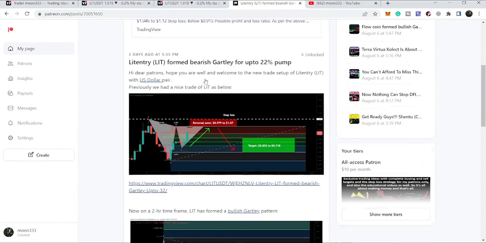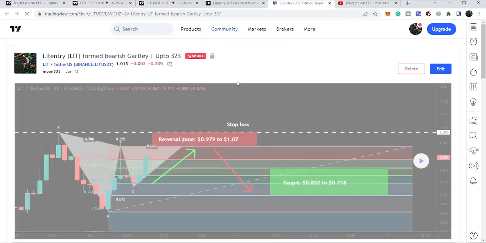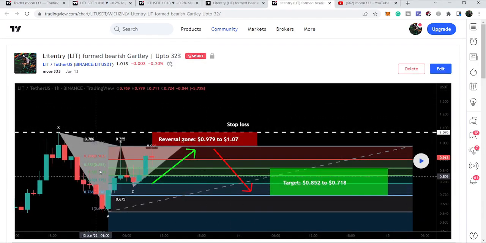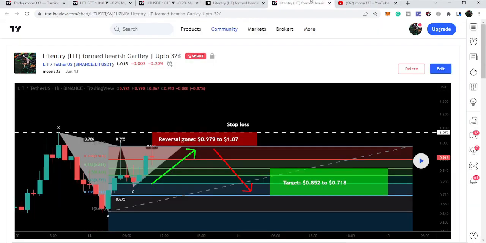And by the way, before this, I shared an idea in the month of June 2022 for my members at the Patreon. That was the idea for the short position when Litentry completed a bearish Gartley. This time, it completed a bullish Gartley move, and in the month of June it completed a bearish Gartley move on the 1-hour time frame chart. And this was our short position zone from 97.9 cents to $1.07, and our target zone was from 85 cents to 71.1 cents.